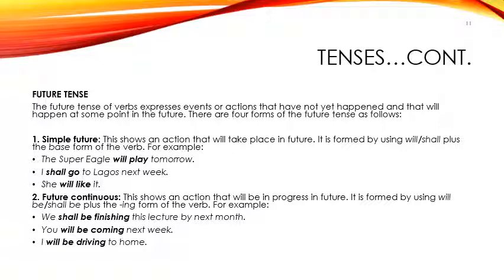For instance, we shall be finishing this lecture by next month, God willing. You will be coming next week. Can we see? Shall be finishing, will be coming. Then lastly we have, I will be driving home. Can we see? Will be driving, as will be plus a verb taking ing form.